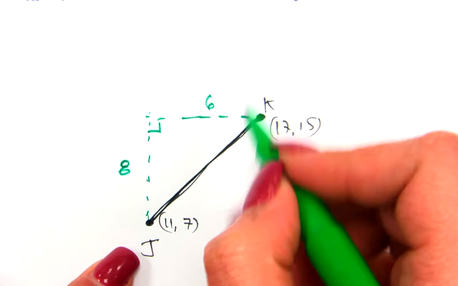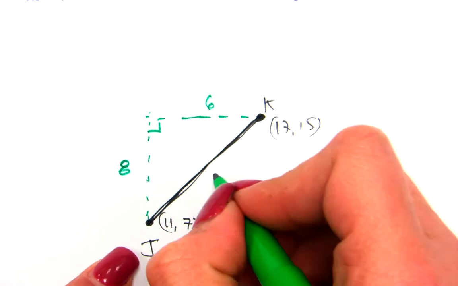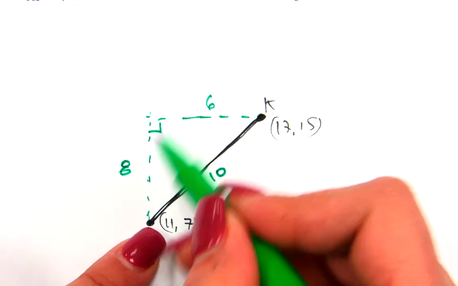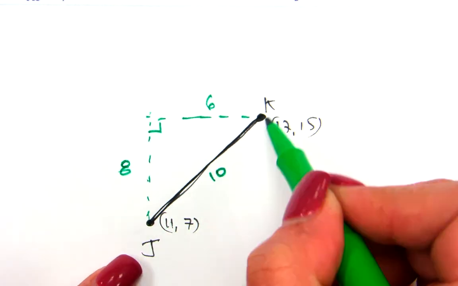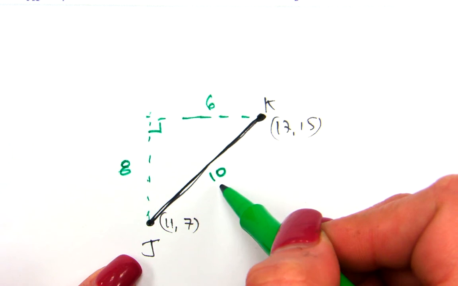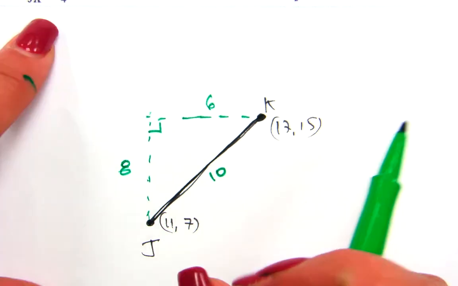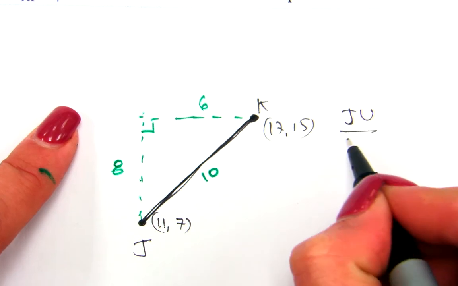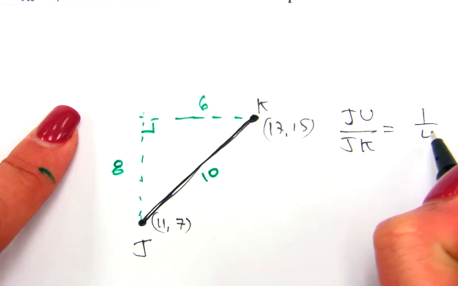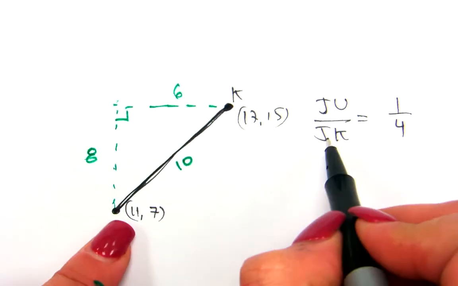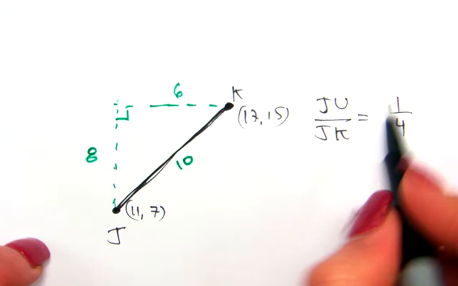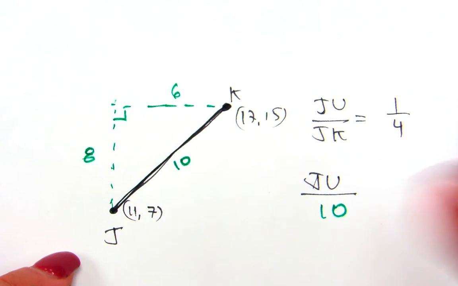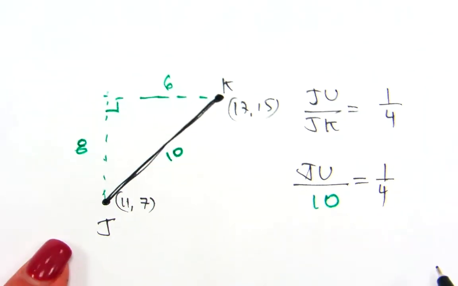And then I realized, hey, this looks awfully familiar. Didn't we just do this with a 6 and an 8? So I'm not going to do that again. That's got to be 10. So JK is really 10. That means I have to find out how long JU is. Because in the problem, it says that JU over JK is equal to 1/4. Well, I know what JK is. It's 10. So JU over 10 is equal to 1/4.